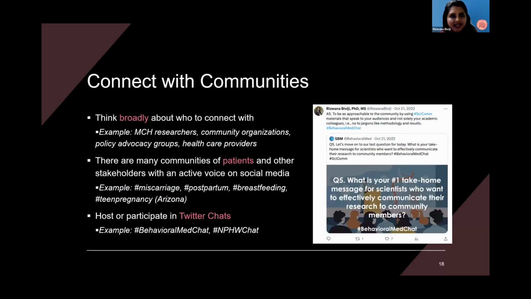So this brings me to my next portion, which is connect with communities. And this nicely ties back to the previous slide, which is to think broadly about who you want to connect with. For example, I connect with fellow MCH researchers, community organizations, policy advocacy groups, and healthcare providers. There are many communities of patients and other stakeholders with an active voice on social media.